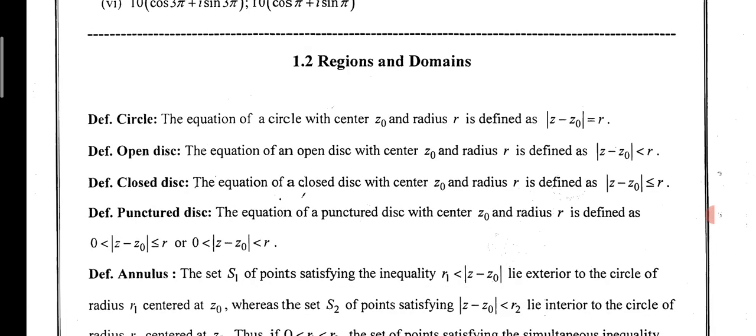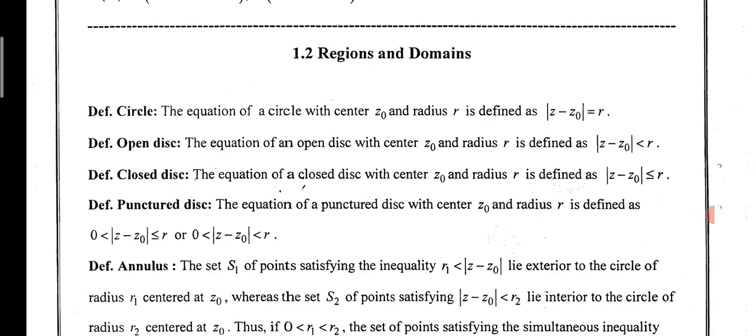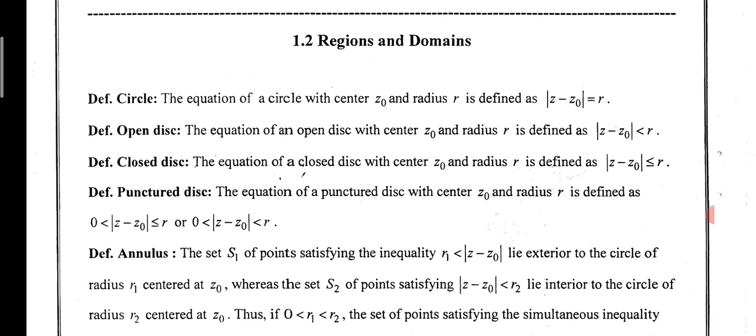Move to the next definition, the punctured disks. The equation of a punctured disk with center z naught and radius r is defined as this combination of open disks and closed disks, called the punctured disks: 0 less than mod z minus z naught less than or equal to r, or 0 less than mod z minus z naught less than r.